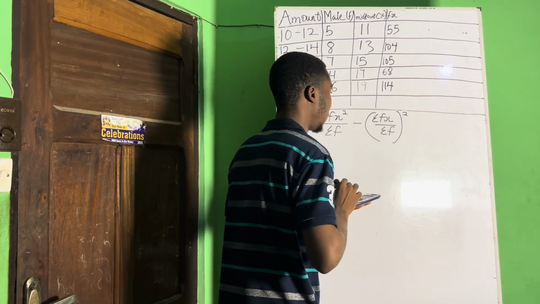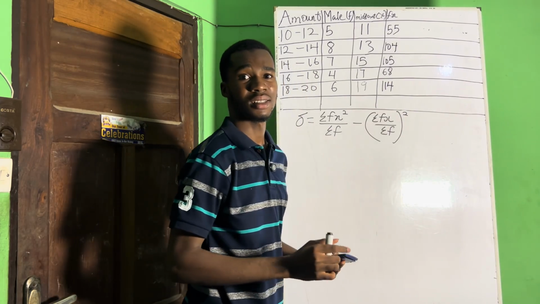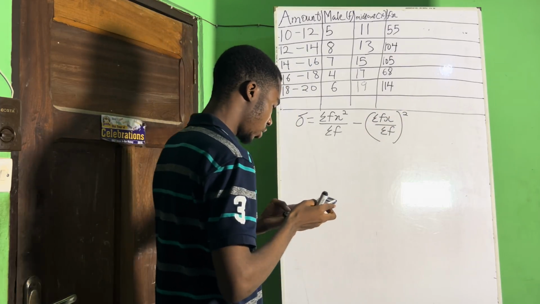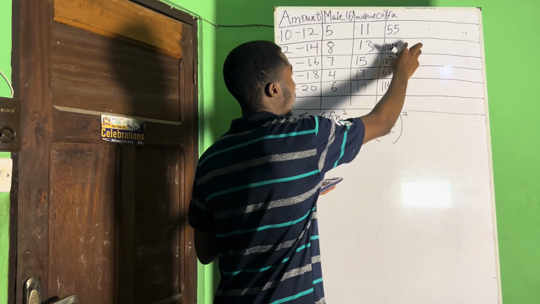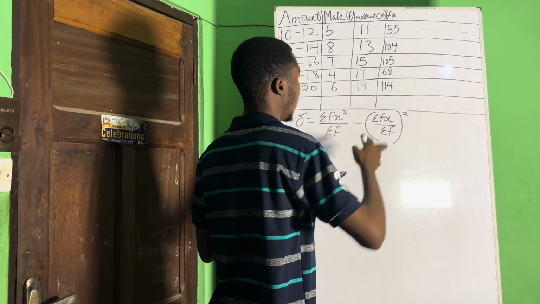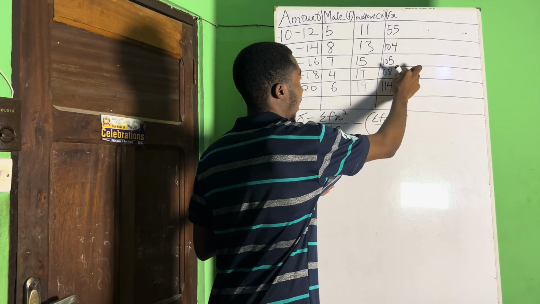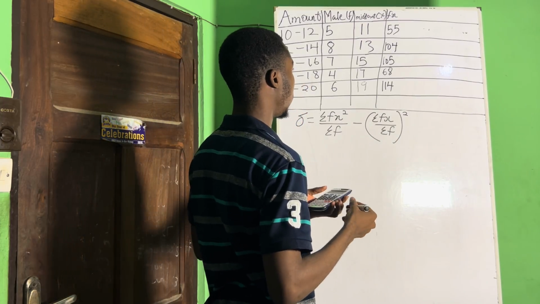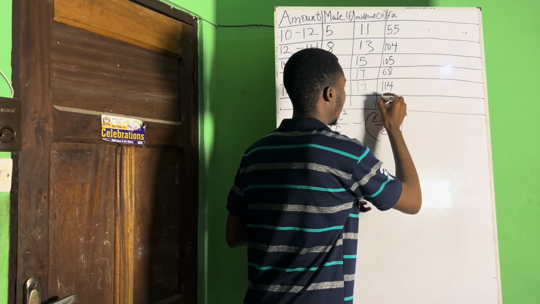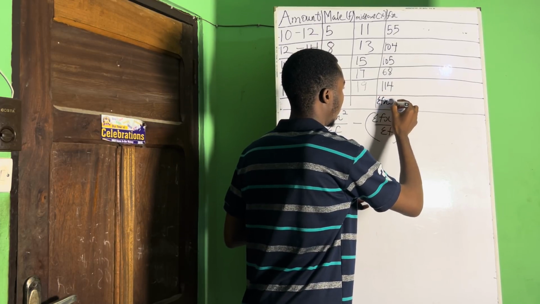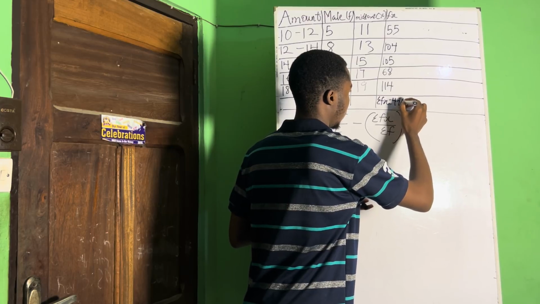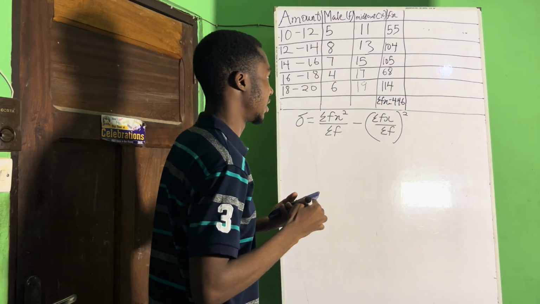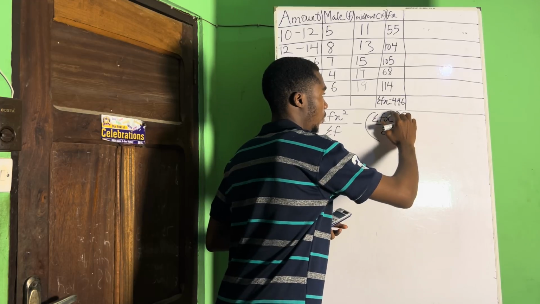So now we've got our fx, but the formula says sigma fx. Sigma means the summation of fx. You get it? So you're going to add all the fx values. So now you're getting 55 plus 104, right? Then plus 105, then plus 68, then plus 114. Then we are getting 446. So sigma fx will give us 446. You get it? So now we can just draw the line. So now we've got our sigma fx, which is what is here, the numerator, the 446.